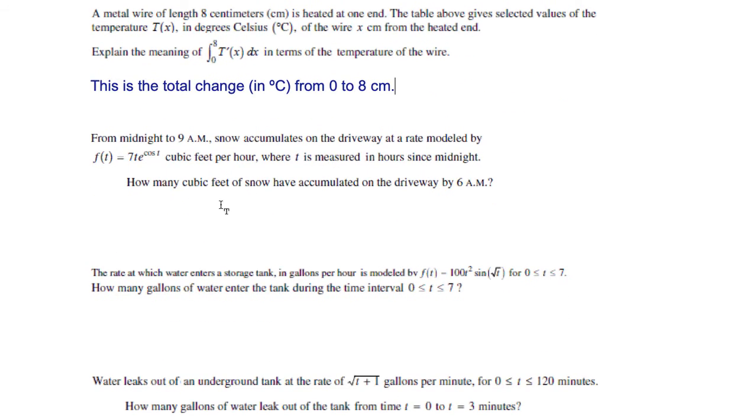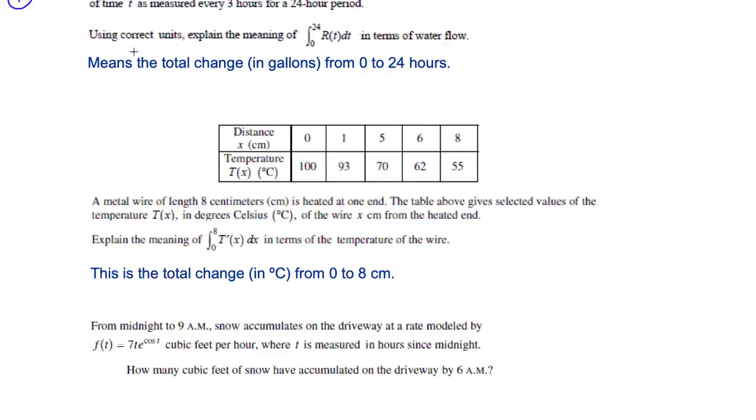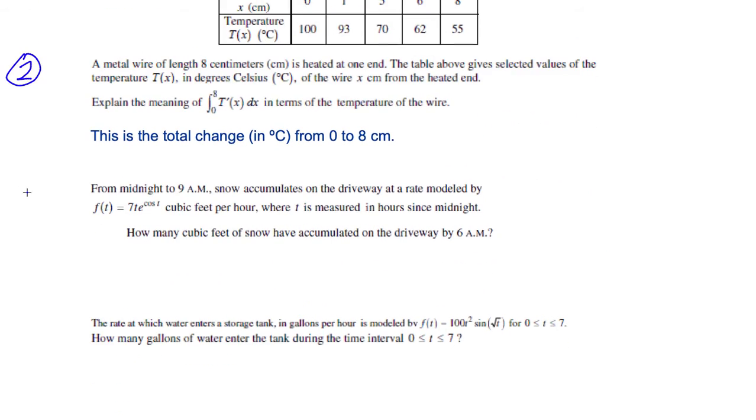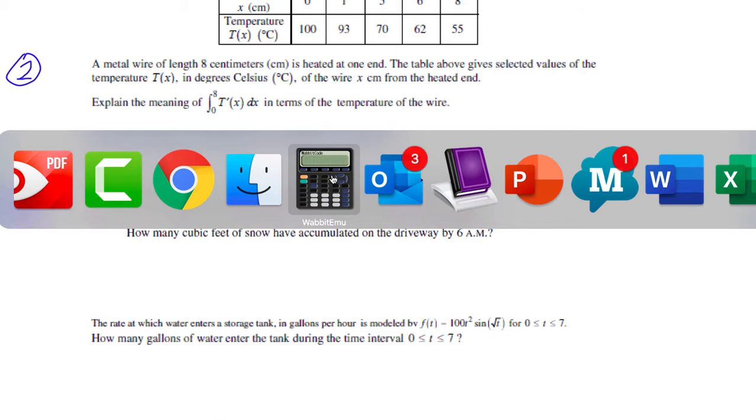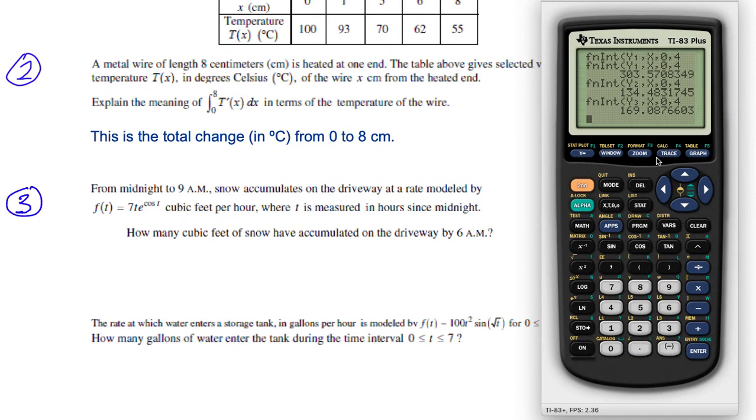And then, how many cubic feet of snow have accumulated on the driveway at 6 a.m.? So now we have a function. I guess I should be putting a calculator problem label over here. I haven't even been labeling these. This was 2, this is number 3, our first calculator problem. Let's get rid of all that stuff from our notes. I'm going to have to plug all these in. Clear, down, clear, come up. And my function is 7x times the natural log of e to the power of cosine of x.